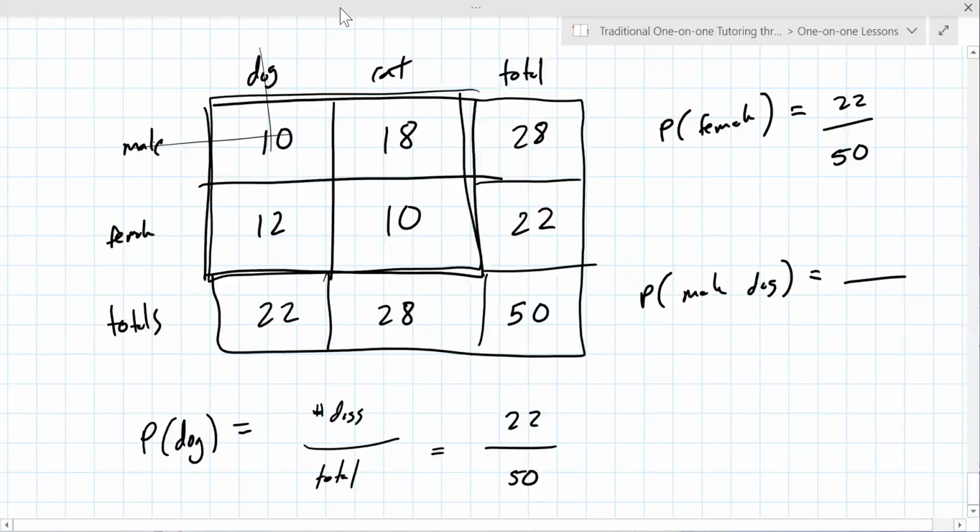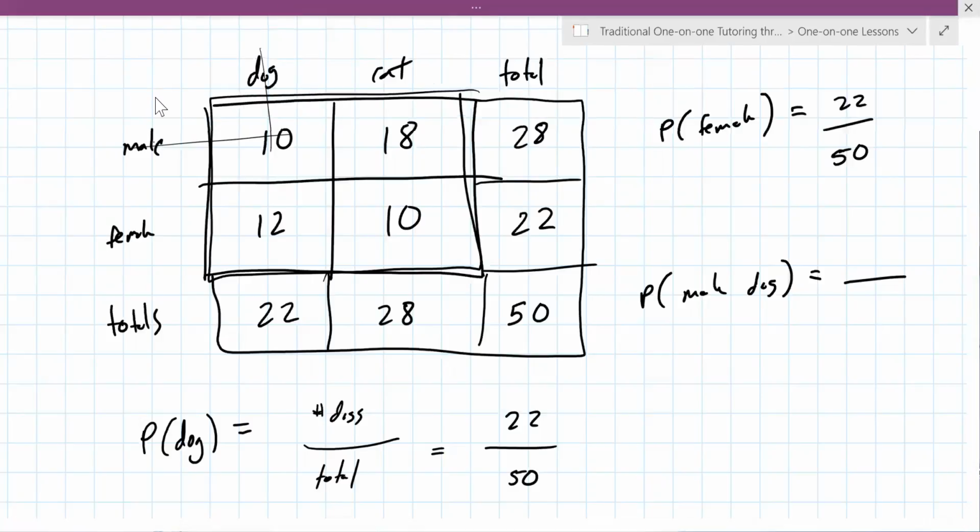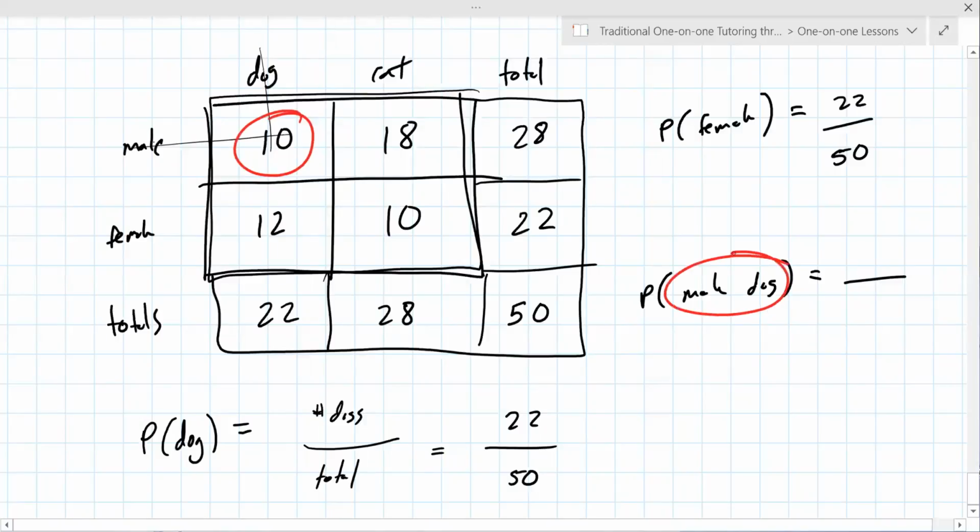So maybe that wasn't made clear. If you're in this cell, top left here, you're a male dog.